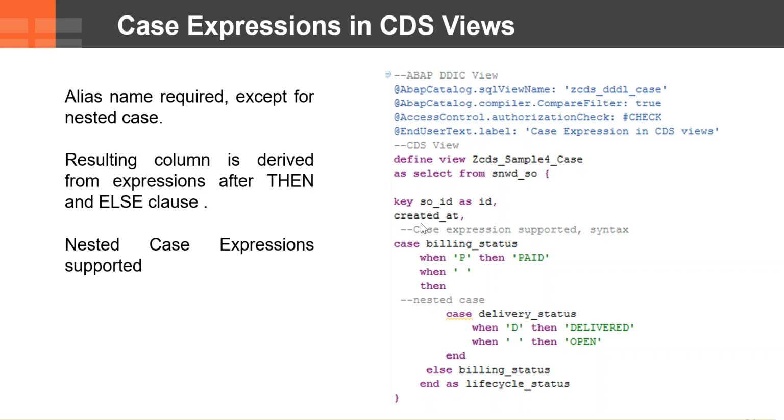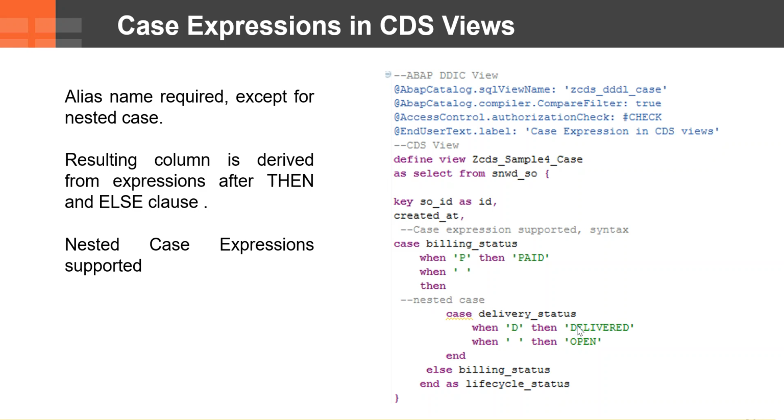I selected my third field called billing status. So case billing status is the third field. I'm checking when the billing status is P, then I need paid. When it is blank, then I have to select delivery status. So billing status is one field and delivery status is the other field. So I'm checking the delivery status when billing status was blank.